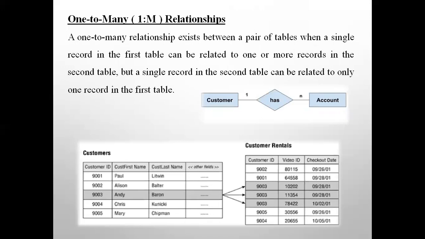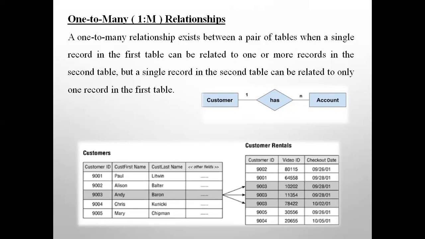Second is one-to-many relationship. This is the most common relationship type. In this type, a row in table A can have one or many matching rows in another table B. But a row in table B can have only one matching row in table A. So it is a one-to-many relationship. And it can also be viewed as a many-to-one relationship, depending on which way we look at it.